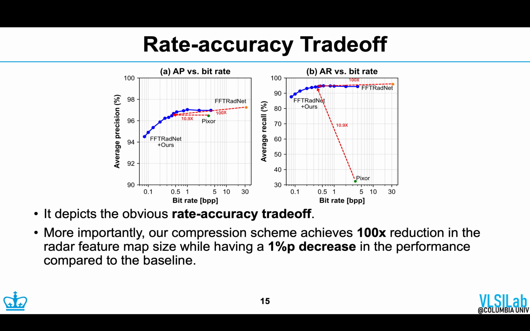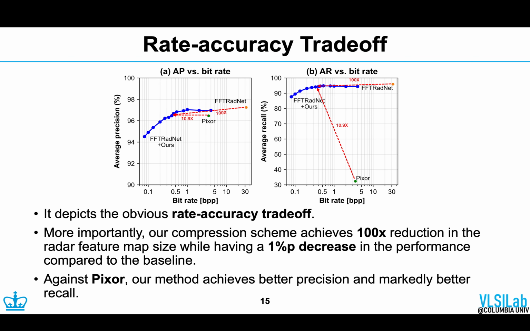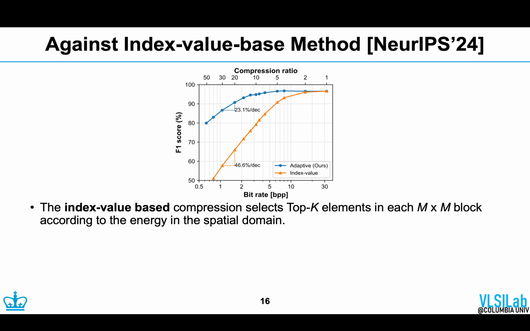Our compression scheme achieves a 100 times reduction in the radar feature size while having only a 1 percentage point decrease in performance compared to the baseline. And against Pixar, our method achieves better precision and markedly better recall.